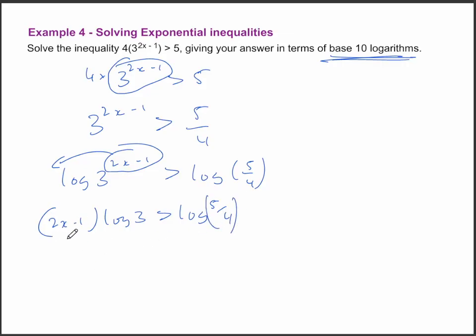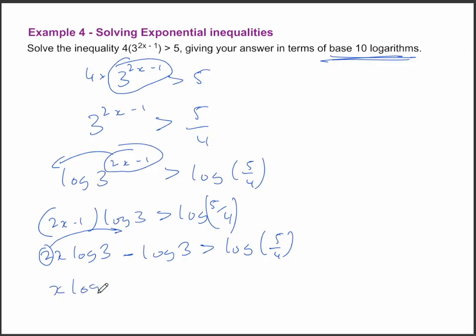log 3 greater than log of 5 over 4. And this, I'm going to expand right here, because we want our answers to be in terms of base 10 logarithms. So we have to write everything in terms of logs. So we're going to have 2x log 3 minus log 3 greater than log of 5 over 4. Here we can take this log 3 to the other side. And here even we can take one of the terms and put it at the top as the power of 3. We end up getting x log 3 squared greater than log 5 over 4 plus log 3.